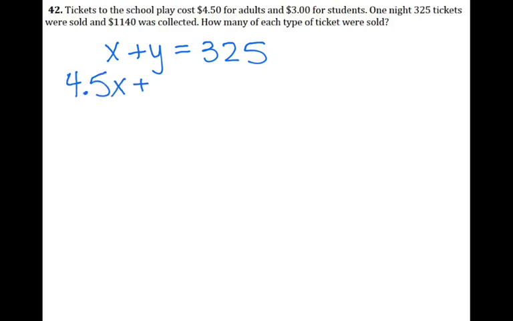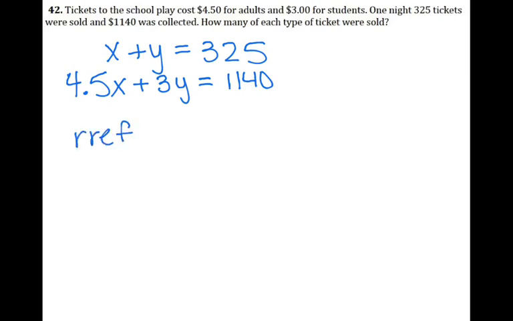Number 42, tickets to the school play cost $4.50 for adults and $3 for students. One night, 325 tickets were sold and $1,140 was collected. How many of each type of ticket were sold? So I'm going to let X be the number of adults, Y be the number of students. So X plus Y equals 325. Now I'm going to talk about the dollar amount. So it's $4.50 per adult plus $3 per student, and they brought in 1,140.